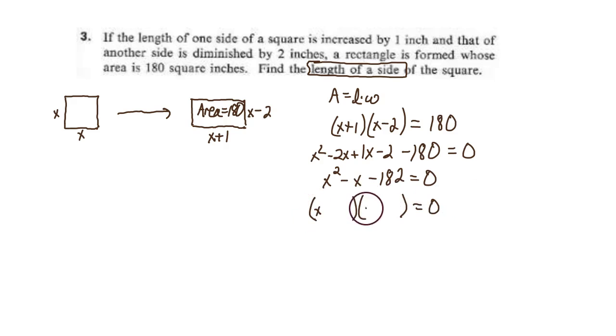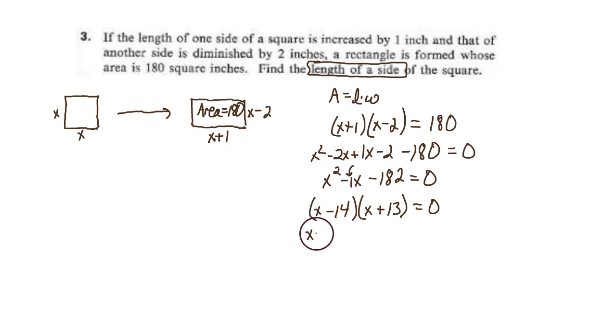X times x is x squared. We need two numbers that multiply to negative 182, so one of them is positive and one of them is negative. And we need the two numbers to have a difference of just 1 unit. With the help of a calculator, I see that 13 times 14 is 182. So let's go with negative 14 and positive 13.